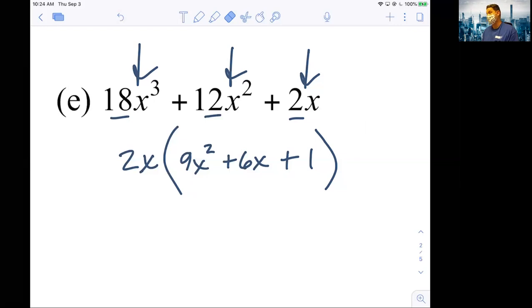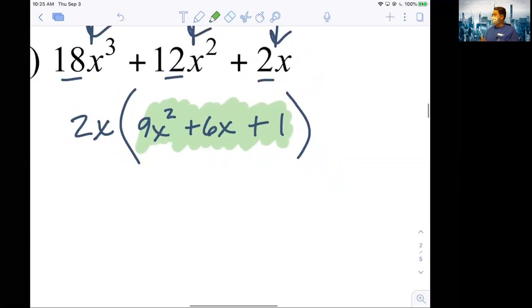No, we try some more. So the 2x is good, it's linear, but look at this, 9x squared plus 6x plus 1. So this is important. Y'all remember factoring trinomials when the leading coefficient is not 1? They are more fun than the other types, okay? Now, there's a lot of different ways you can go about factoring these. I learned to do this by guess and check.